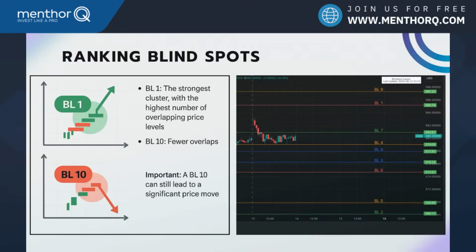With BL10, we have fewer overlaps, but that doesn't mean it is not as relevant. It might not have as many overlapping price levels as BL1, but it can still be a very, very strong reaction zone. So again, the ranking measures the number of overlaps, not the density. That's why BL10 can be just as critical as BL1 if market conditions align. So I don't look at the label, just look at the levels and get them aligned with your price action and your strategy.